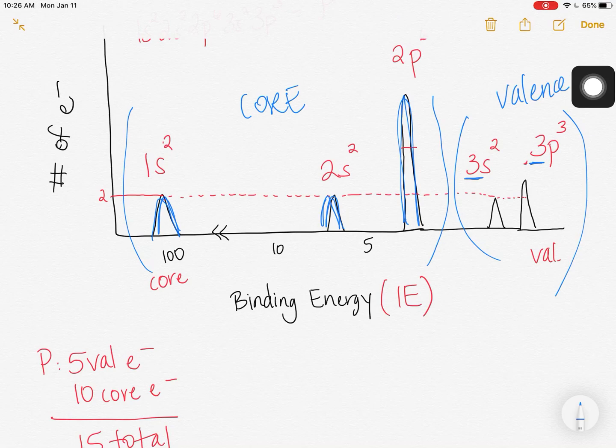So the kind of neat thing about PES is that it's also almost like a fingerprint. Every element has a different PES spectrum because they have a different number of electrons when they are an atom. So we can figure out who an element is if we have a PES spectrum to look at. It was kind of cool.